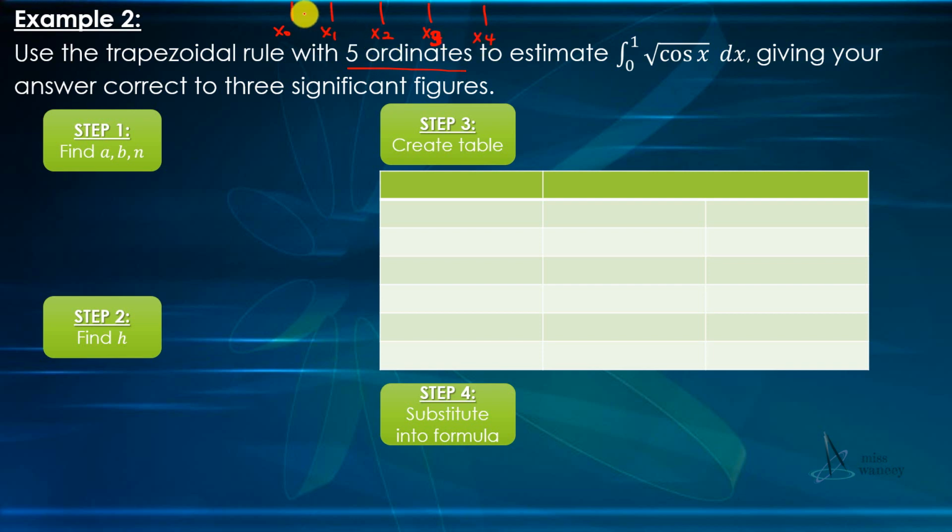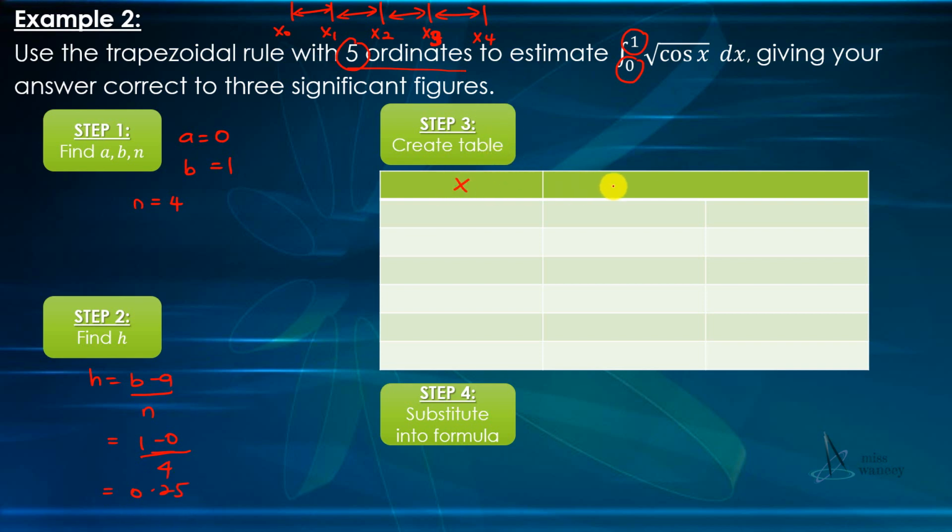In order to calculate the subintervals, between this is 1 subinterval, 2, 3, 4. So that means by having 5 ordinates, it simply means that I'm going to have n equal to 4. Okay, so your lower limit is a equal to 0. The upper limit is b equal to 1, and the number of subintervals is equal to 4. Finding out the h, h is equal to b minus a over n. So substitute, we are going to get 1 minus 0 over 4, which is going to give us 0.25.